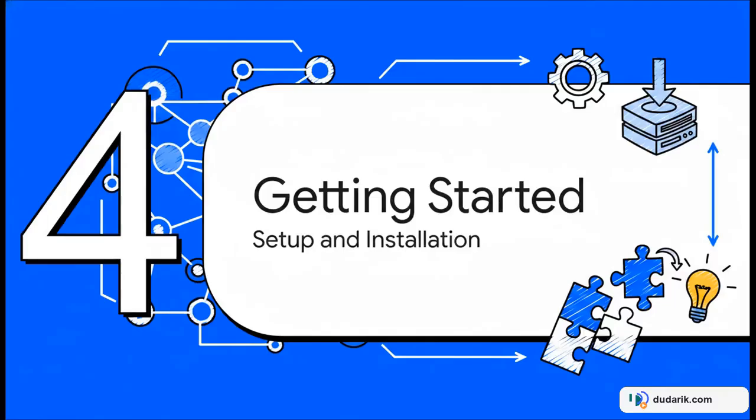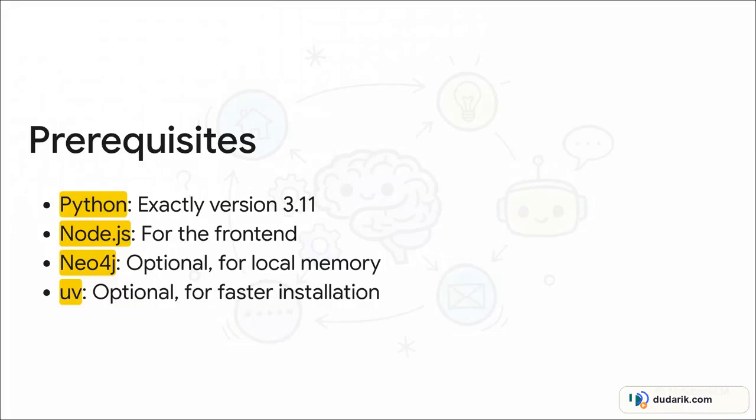All right, this all sounds fantastic, right? But how do you actually get it up and running? Let's walk through the practical side of setting up your own instance. Okay, first, the prerequisites. And this is a big one, so listen up. You need Python, but it has to be exactly version 3.11, not 3.10, not 3.12. So you might need a tool like pyenv to manage your different Python versions. You'll also need Node.js for the front end. Neo4j is only necessary if you want that local 3D memory sea, and the uv tool is just a recommendation for a much, much faster installation.